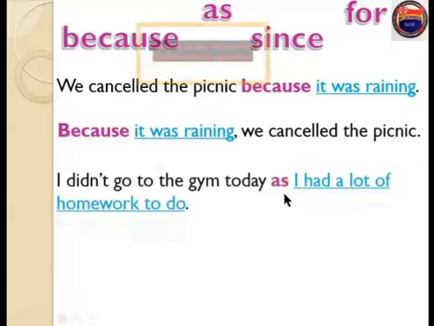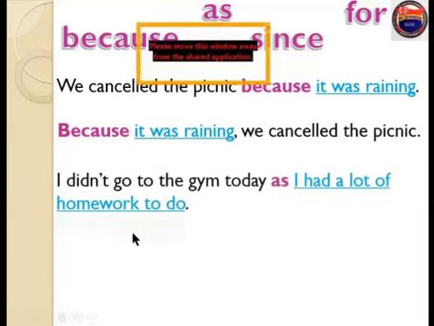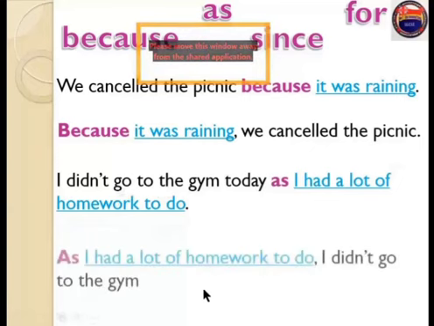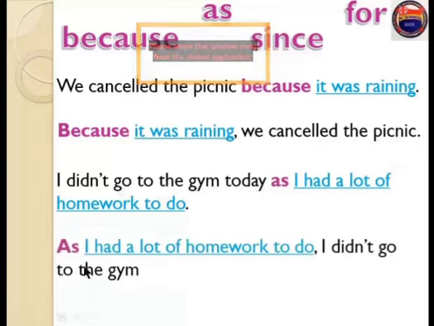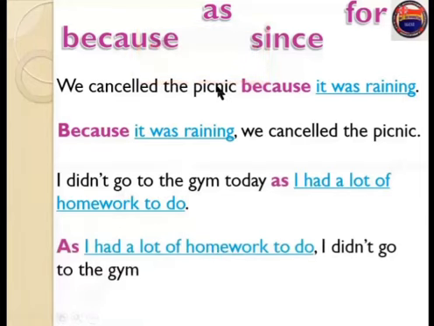Let's have an example with as. I didn't go to the gym today as I had a lot of homework to do. I didn't go to the gym, this is the main clause, as is the subordinating conjunction, and as I had a lot of homework to do, this is the subordinate clause. And you can start your sentence with as, so you can say, as I had a lot of homework to do, comma, I didn't go to the gym.